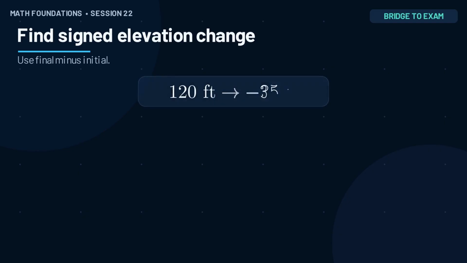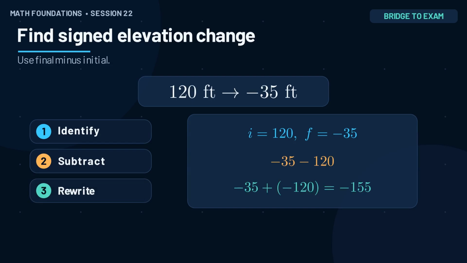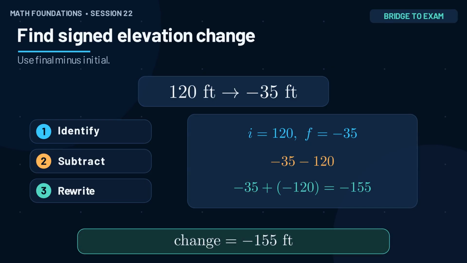Evaluate elevation changes from +120 feet to -35 feet. Step 1. Use final minus initial for sign change. Step 2. Write -35 minus +120. Step 3. Rewrite as -35 plus -120. Therefore, the change is -155 feet. Check. A negative change correctly represents a large descent.